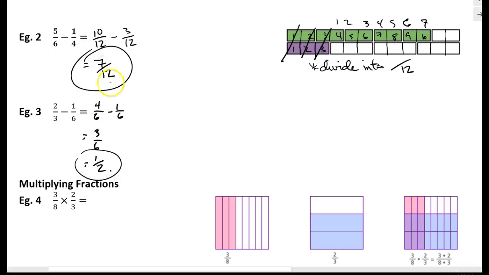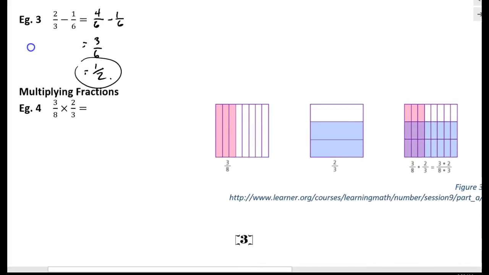Okay, so example 2, we've got 7/12. Example 3, 1/2. If you're not sure about that and you need some more confirmation on how to manipulate fractions, please touch base with me.